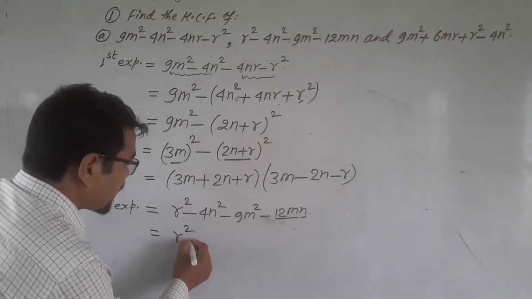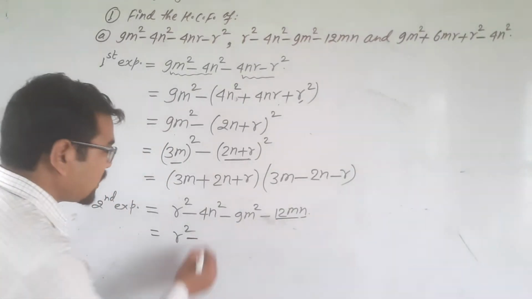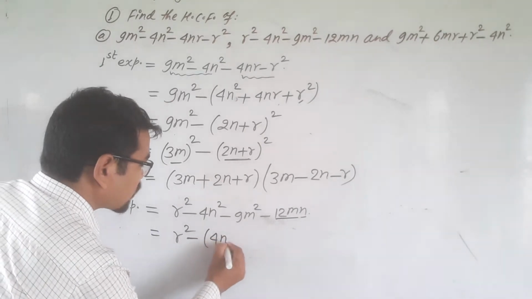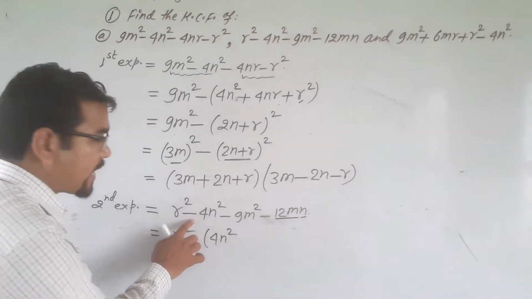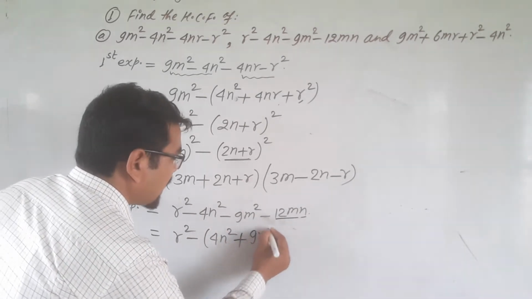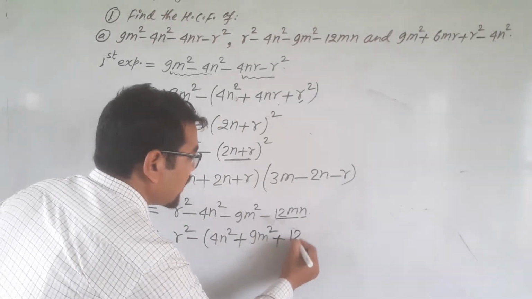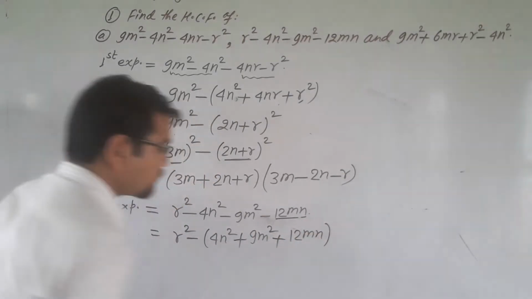And minus we can take common. These three terms we can write together, taking minus common. Here we can write 4n square. Minus common taken, so minus multiple minus becomes plus here. 9m square we can put as it is, and minus multiple minus becomes plus here. Or 12mn is the same, we can put as it is.